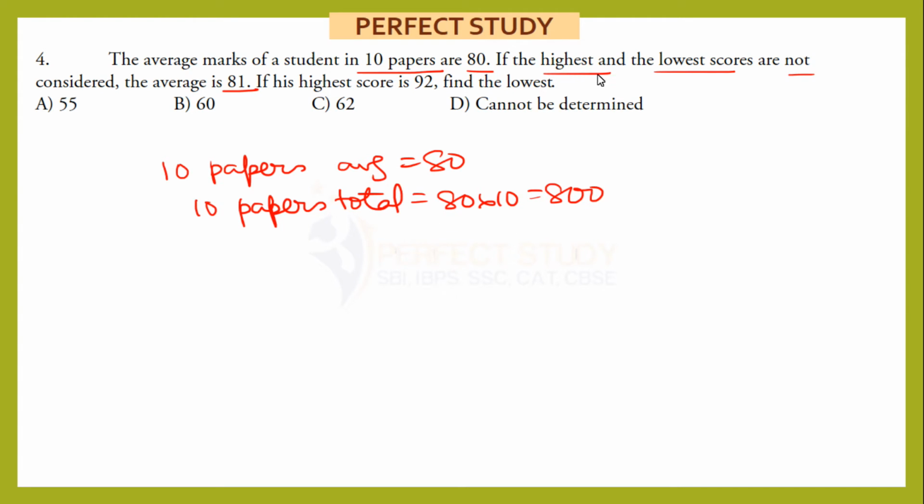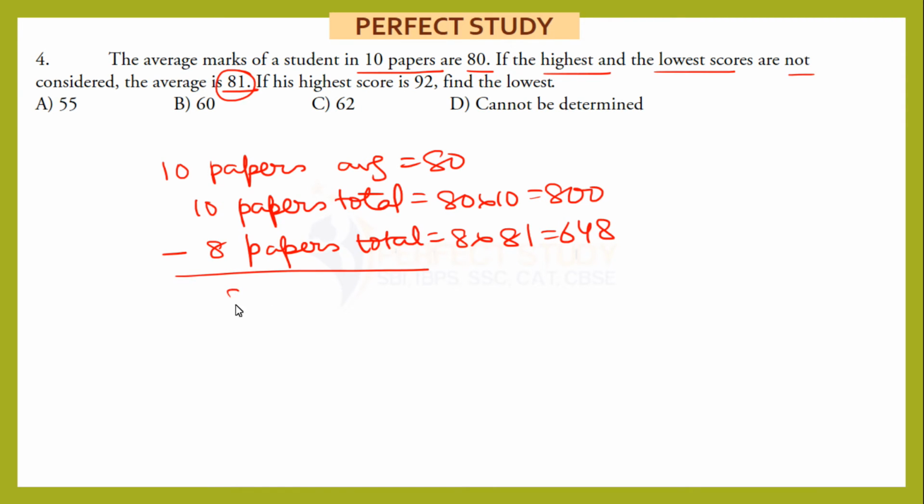Now I am excluding the highest and the lowest. That means I am excluding 2 papers. So what will remain? 8 papers. So my 8 papers total will be equal to how much? The average of these 8 papers is 81. So 8 into 81, 648. So by subtracting, we will get the remaining 2 papers total. In exam, you are not supposed to do so much. For simple explanation, I am writing all these things. So this will be equal to 152.